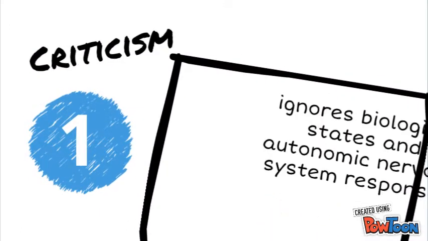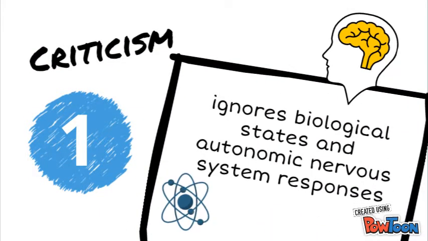Biological theorists argue that the social learning theory completely ignores individuals' biological state and autonomic nervous system responses. Also, they state that the social learning theory rejects the differences of individuals due to genetic, brain, and learning differences. It is a fact that some behaviors and responses are not only learned, but partly inherited.